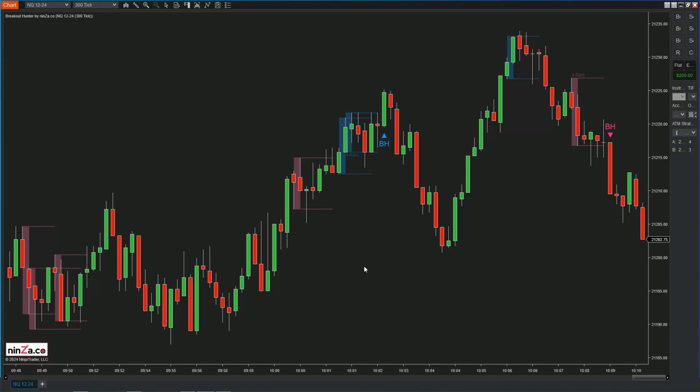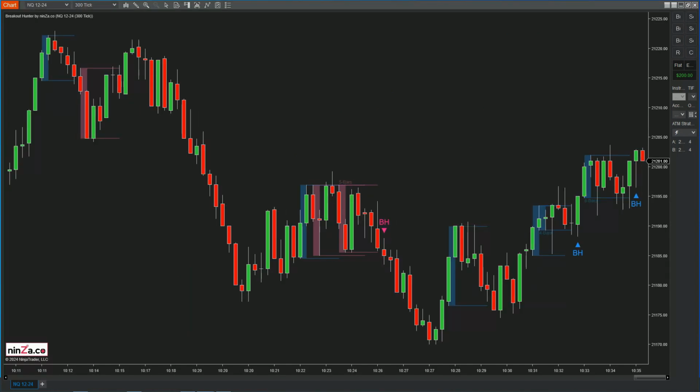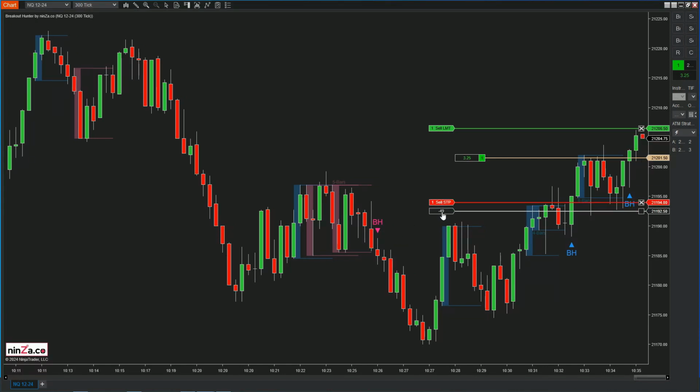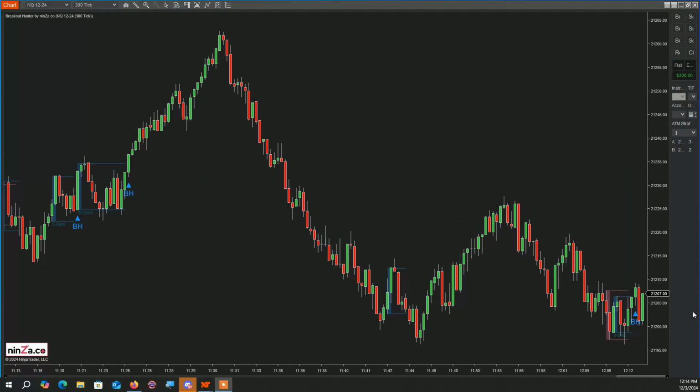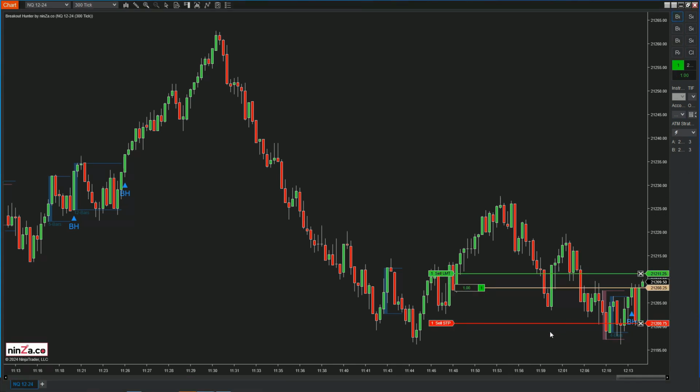Target filled. Target filled. All right, I'm a bit late here on this one, but I think I'll take it. I like it. I'm gonna take this trade. I'm gonna put my stop slightly below, I guess here.